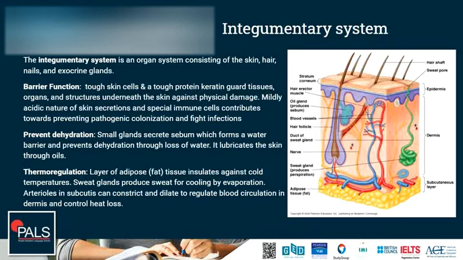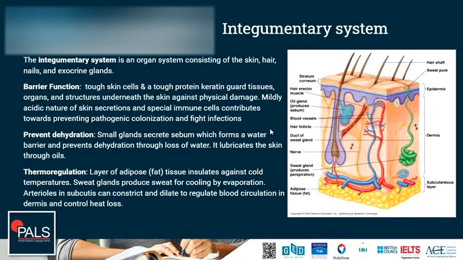Another function of the skin is to prevent dehydration of the body. Small glands in our skin secrete sebum, which forms a water barrier and prevents dehydration through loss of water. It as well lubricates the skin through oils. We can see these glands on the picture here on the right. They usually come together with the hair and the hair follicles.